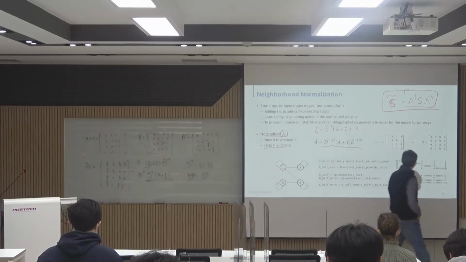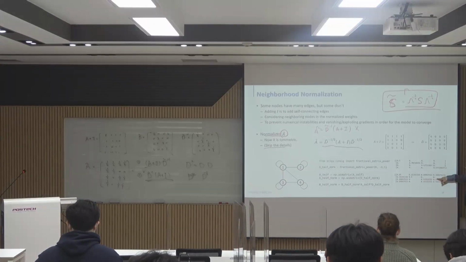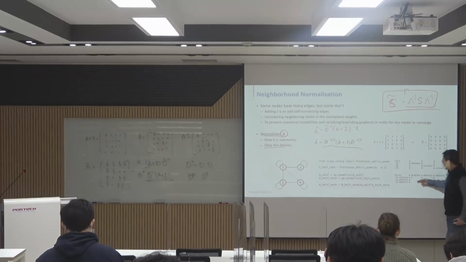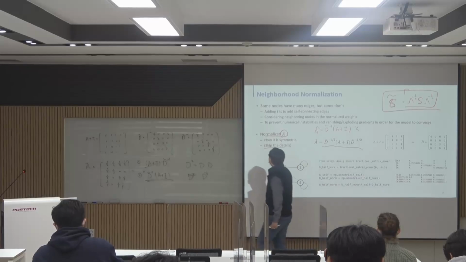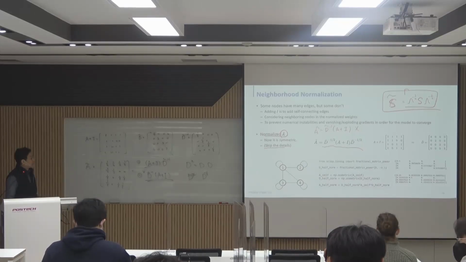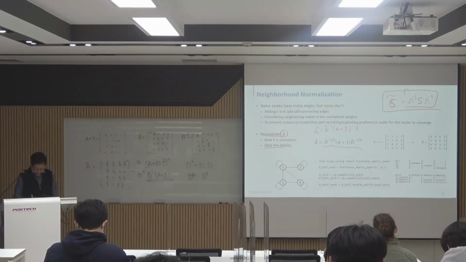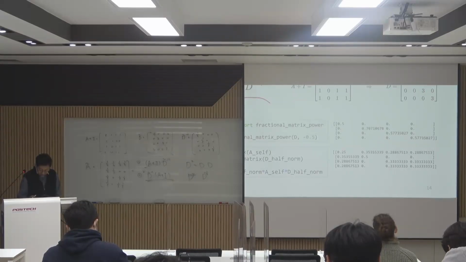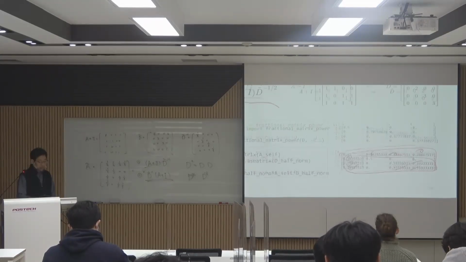And if we compute it, this is what we got. Now, somehow, look at these, it looks like a symmetric matrix. Now, this is the normalized neighborhood matrix of A. Look. Now it's normalized. Okay?